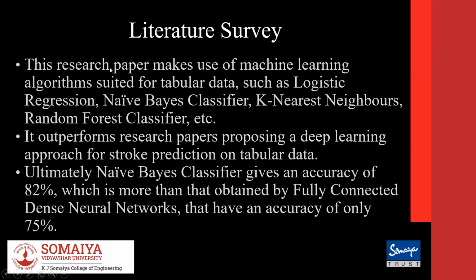Now, the literature survey. So the research paper that I am analyzing makes use of machine learning algorithms suited for tabular data, such as logistic regression, naive Bayes classifier, KNN, K nearest neighbors, random forest classifier, etc. It outperforms research papers proposing a deep learning approach for stroke prediction on tabular data. Now, ultimately, the naive Bayes classifier gives you an accuracy of 82%, which is more than that obtained by fully connected dense neural networks that only give you an accuracy of about 75%.